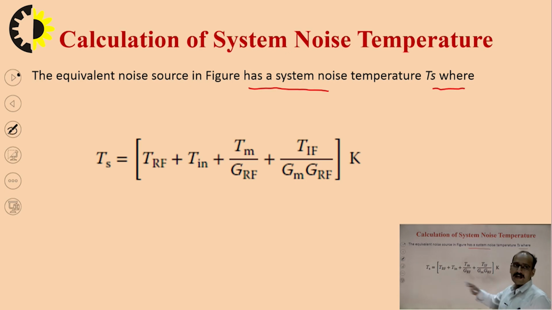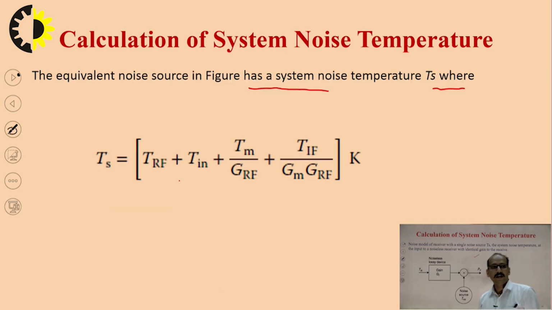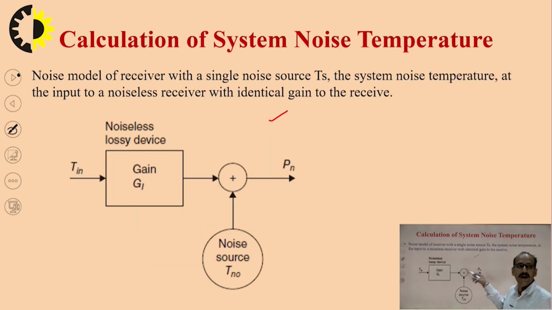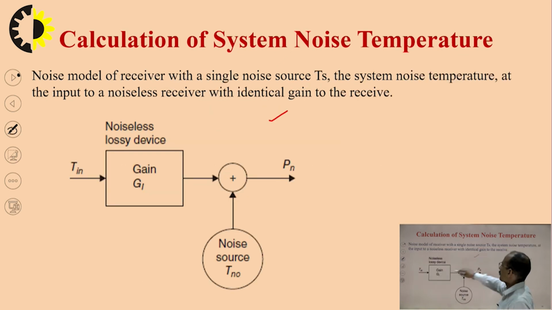Now, if the equivalent noise sources in the figure have a system noise temperature Ts, then by deriving that part, Ts is equal to TRF plus Tn plus Tm upon GRF plus TIF upon GM GRF, in Kelvin. This is coming from this equivalent part, in which this is designed as per the power, and this is designed as per the temperature. So this is all giving us the complete information of noise calculation for the system, and by this we get this noise model for an equivalent output source shown in the figure.